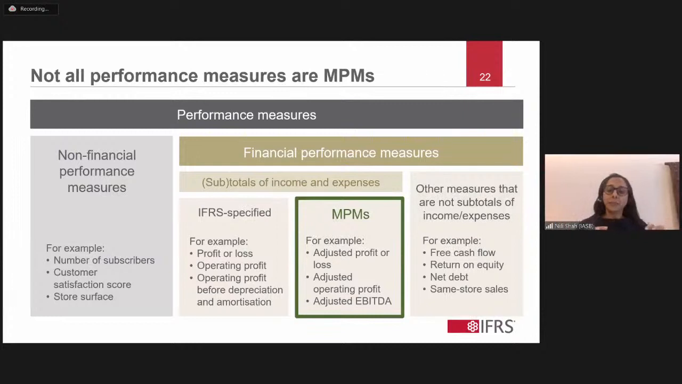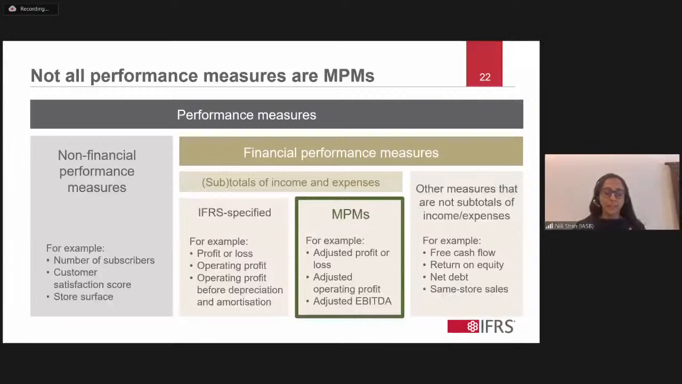And the reason that the board is focusing on just this box within the slide, as management performance measures, is that these proposals are intended to support and complement the full package of proposals. The previous panels talked about providing better transparency, better discipline and comparability on the statement of profit or loss. And so we're focusing here on trying to improve the story that management tells with respect to the statement of profit or loss.